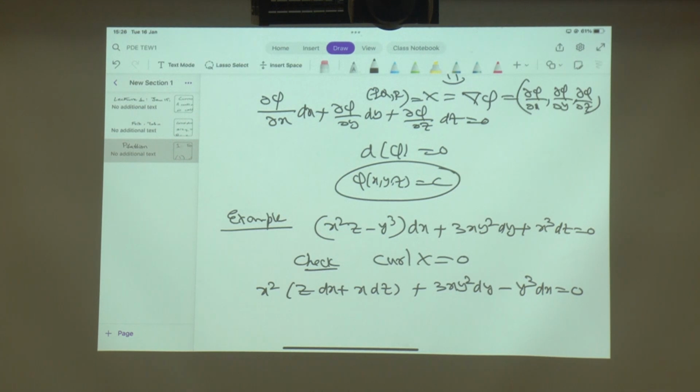Now this is x square into d of xz, a product xz. Now 3y square is 1 go. So that is y cube, x into dy cube. I hope these things are fine. But minus y cube dx, I don't know what to do. That's a problem.